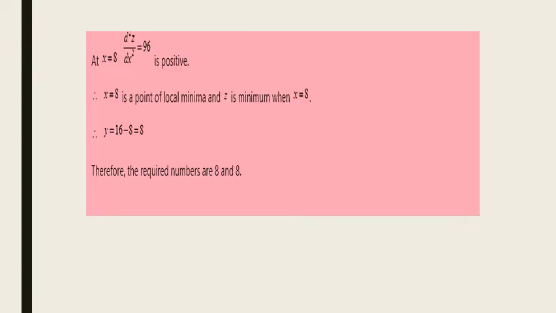So at x is equal to 8, the second derivative is positive. So x is a point of local minima, and z is minimum when x is 8, and we know when x is 8, y is 8. So the required numbers are 8 and 8. So when x is equal to 8 and y is equal to 8, x cube plus y cube is minimum.